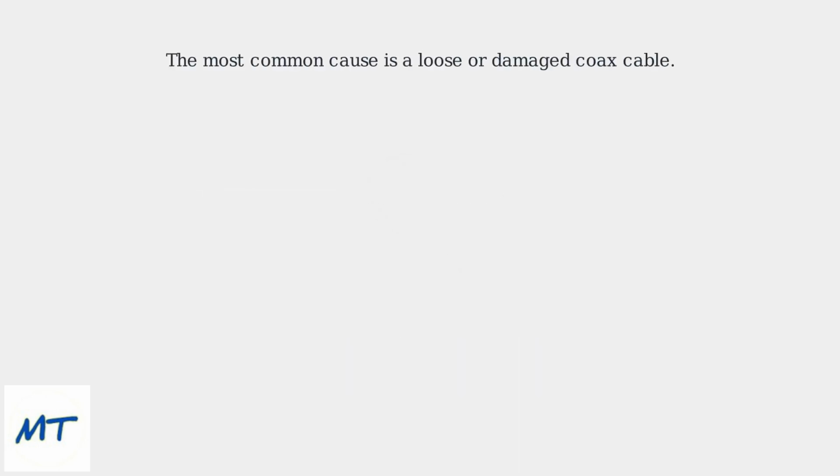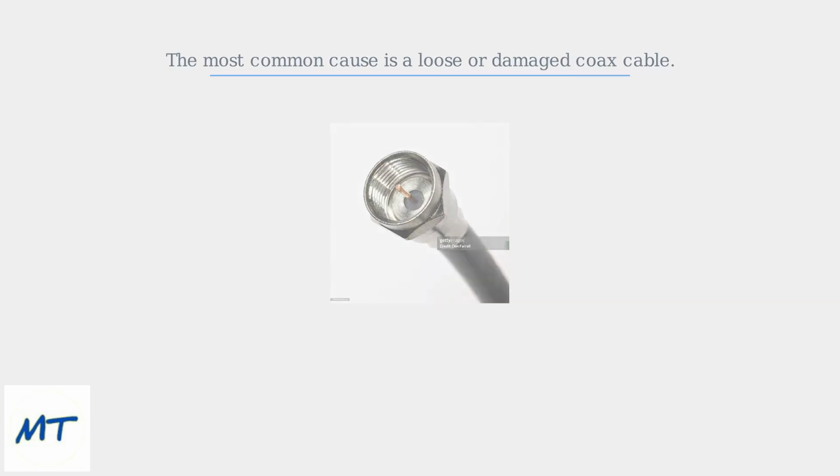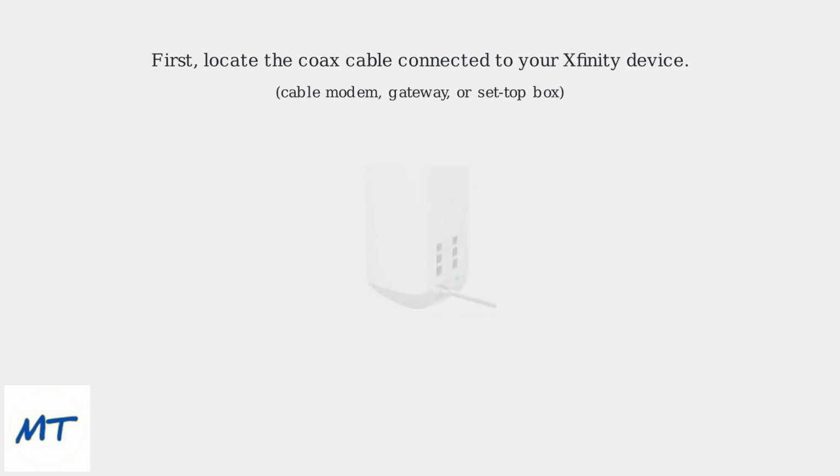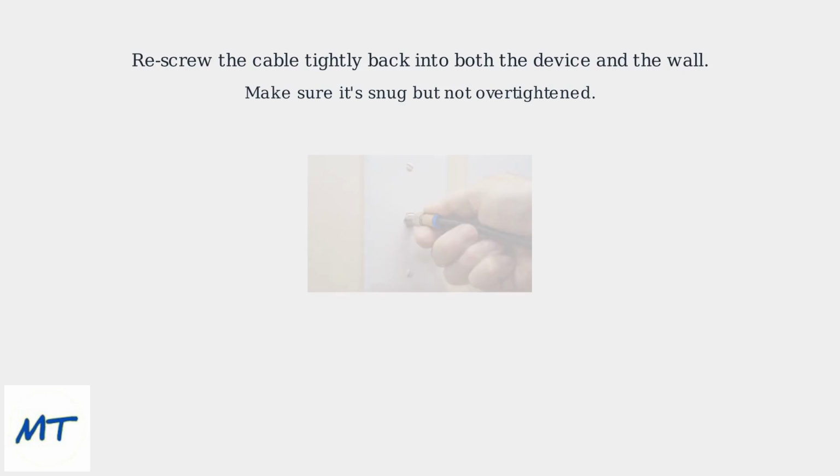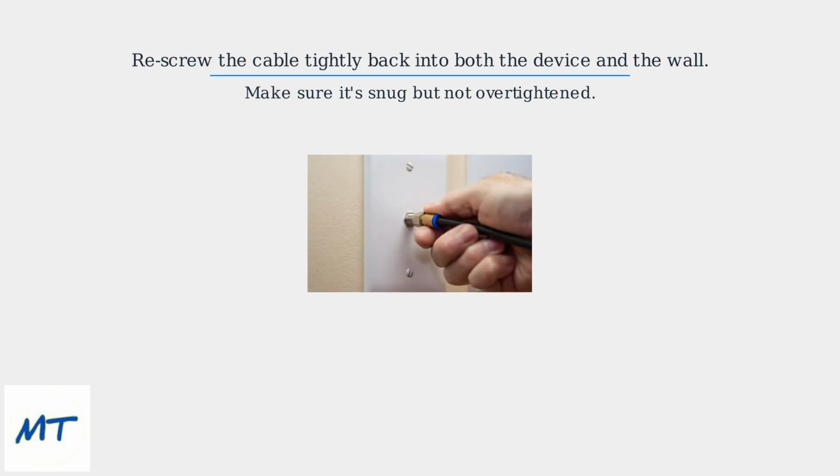The most common cause of RDK-03033 is a loose or damaged coaxial cable. First, locate the coaxial cable connected to your Xfinity device, such as a cable modem, gateway, or set-top box. Unscrew the coaxial cable from both the device and the wall outlet. Check for any damage to the cable or connectors. Rescrew the cable tightly back into both the device and the wall. Make sure it's snug but not over-tightened.